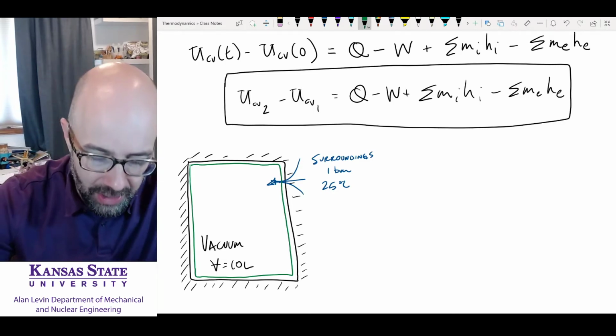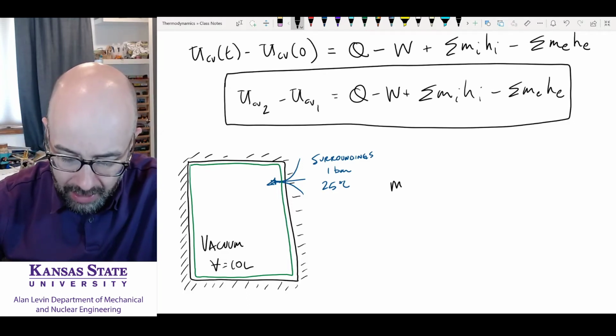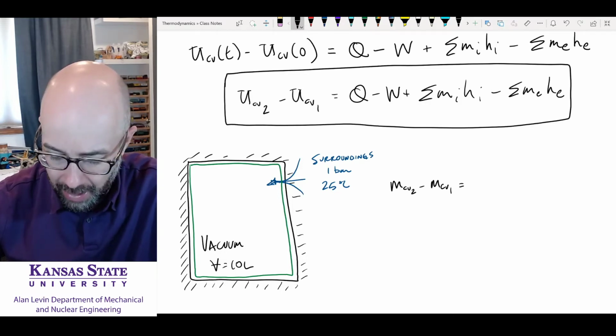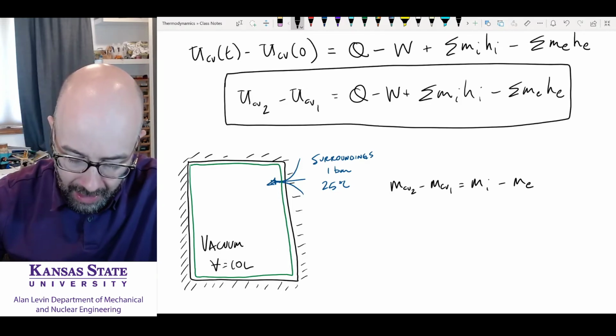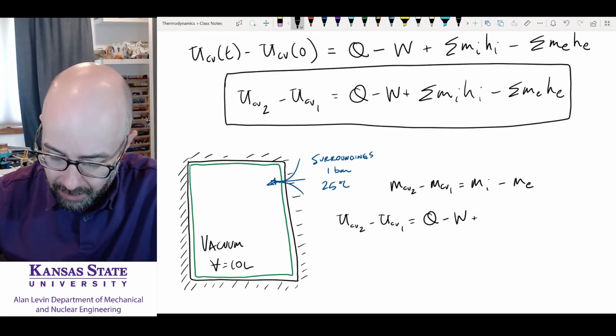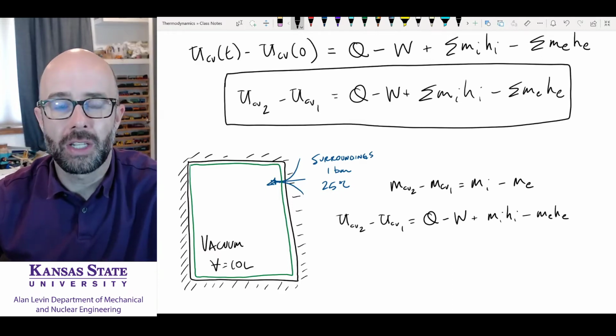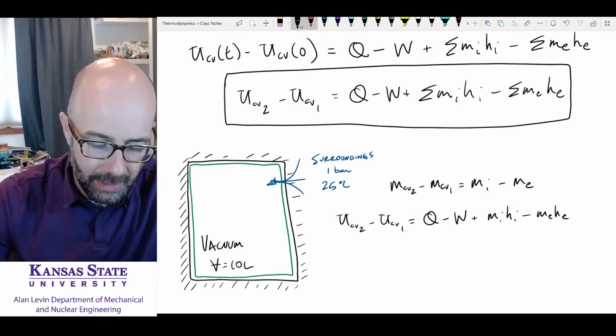Okay, so let's take our equations that we have derived from earlier, and we're going to have this. We're going to have the mass of the control volume at state 2 minus the mass of the control volume at state 1 is equal to mass in minus mass exiting. And we have the internal energy of my control volume at state 2 minus the internal energy of my control volume at state 1 is equal to Q minus W plus mass in, enthalpy in, minus mass exiting, enthalpy exiting. Those are the 2 equations that we have worked with. Always our first step. Now we're going to simplify here.